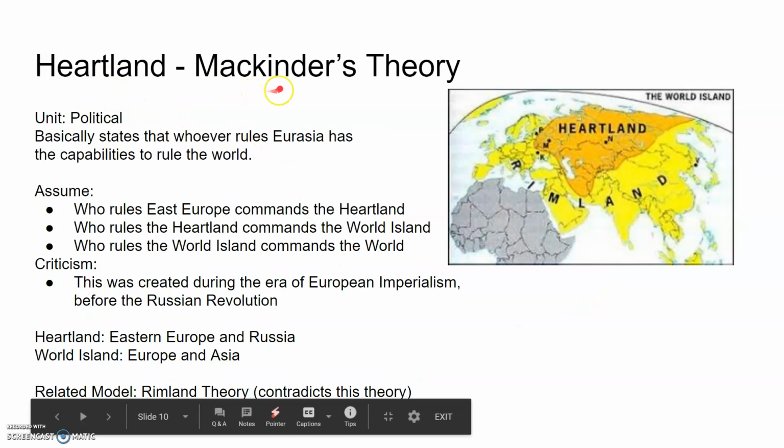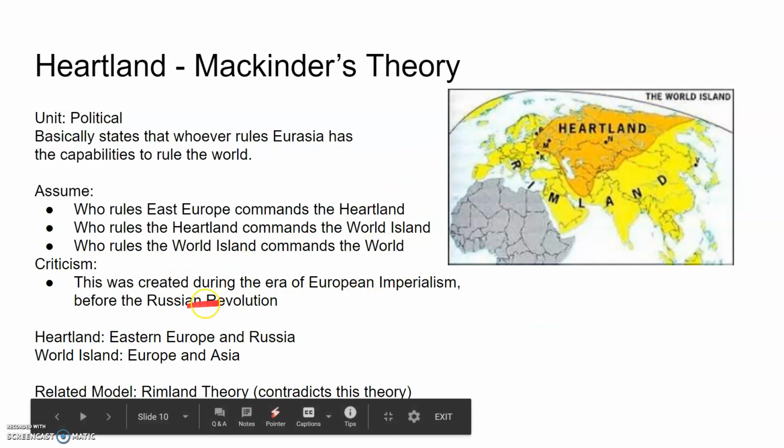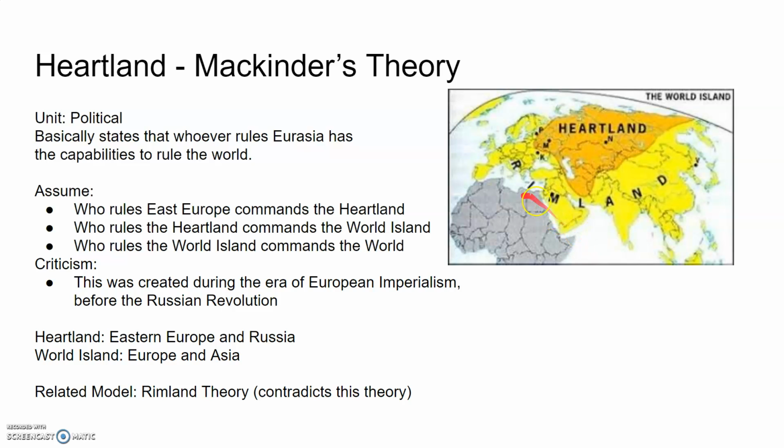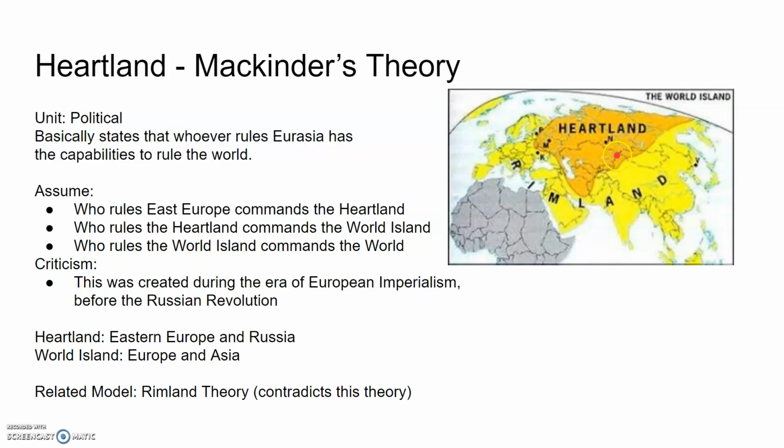So the next model is the Heartland theory, which is also known as Mackinder's, because he developed that theory. This talks about how whoever owned Eurasia, or whoever ruled it, could rule the whole world. Now, this was during the era of European imperialism, when European countries were imperializing Africa and America and all of these islands. This was before Russia had a downfall because of the revolution and then communism and everything that deteriorated their empire.